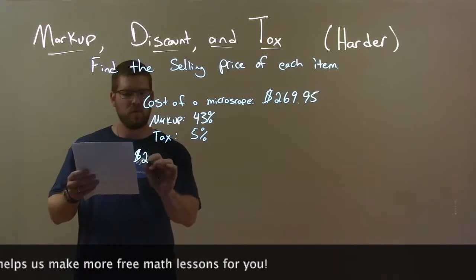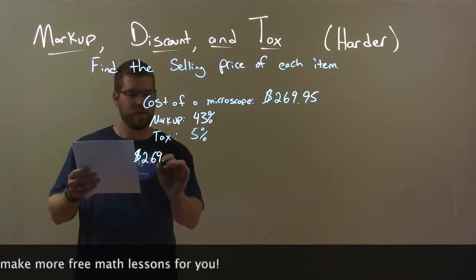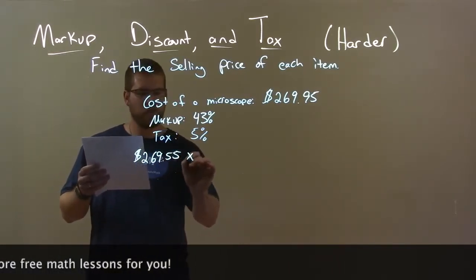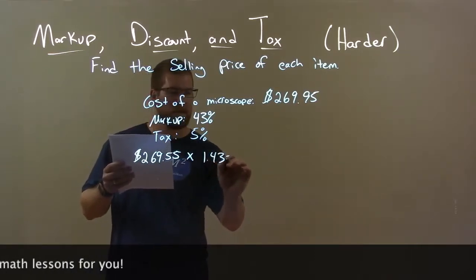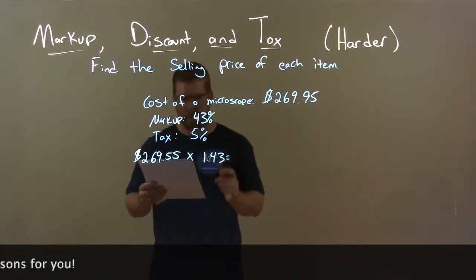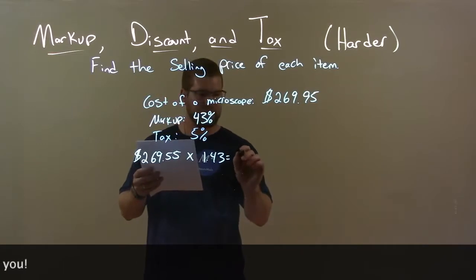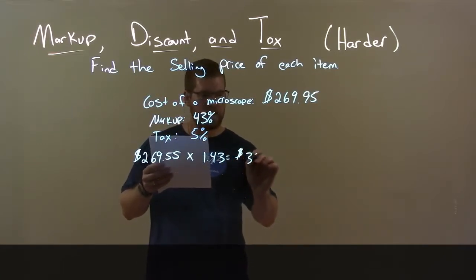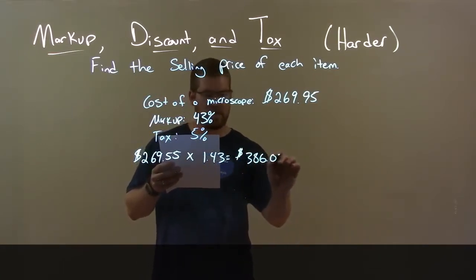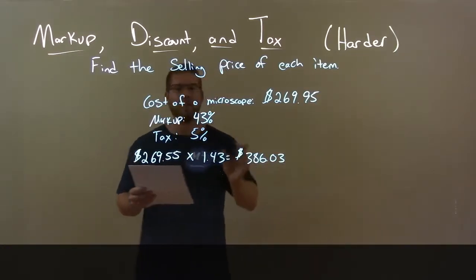that $269.95, and I'm going to multiply that by 1.43. That represents a 43% markup. This gives us an answer of $386.03. Okay? Then we have to deal with the tax.